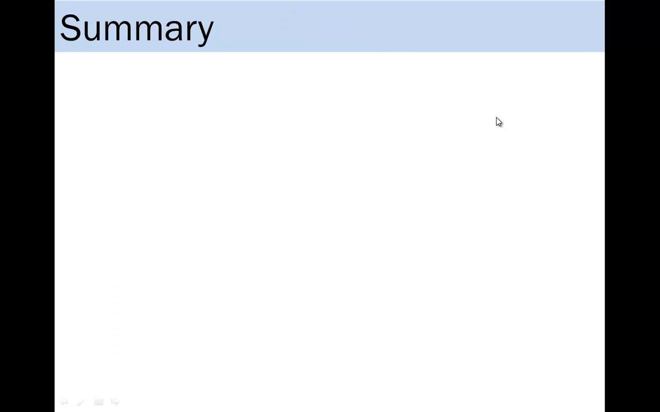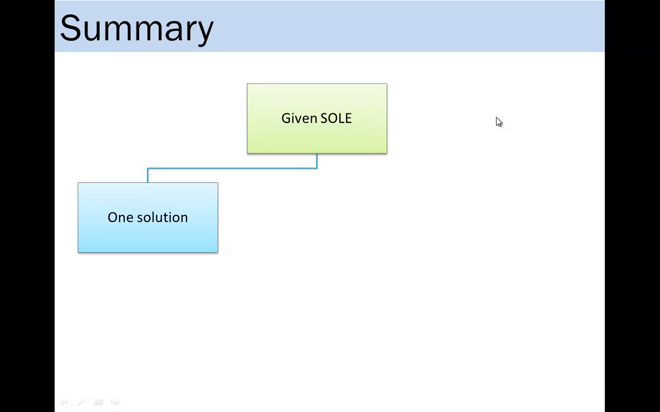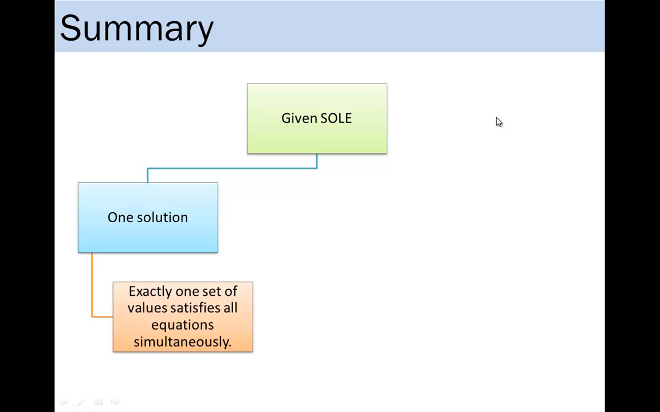Now, to summarize everything that has been taught in this set of videos, we have looked at a given system of linear equations and some of the methods to solve it using graphic calculators. We have found that, as in the case of example 1C, it is possible to have one unique solution, in which case we know that exactly one set of values will satisfy all equations simultaneously.